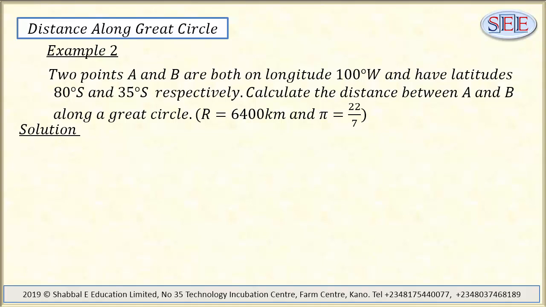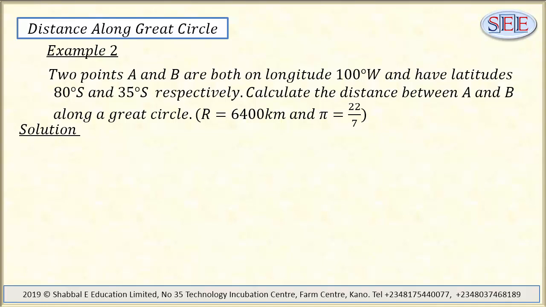Another example. It says two points A and B are both on longitude 100 degrees west and have latitudes 80 degrees south and 35 degrees south respectively. The question asked here is to calculate the distance between A and B along a great circle. The capital R given is the radius of the Earth, 6,400 kilometers, and the value of pi to use here is 22 over 7.